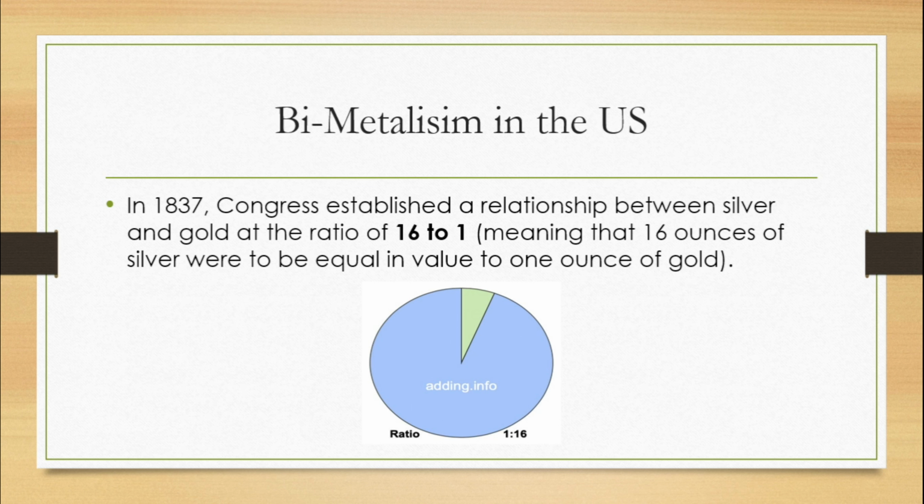Bimetallism in the U.S. Since we've been discussing constitutional dollars, in 1837 Congress established the relationship between silver and gold at the ratio of 16 to 1, meaning that 16 ounces of silver were to be equal in value to 1 ounce of gold. There's a nice little proportion chart down there to show you what that means, relatively speaking, a 1 to 16 ratio. So 1 ounce of gold, 16 ounces of silver.